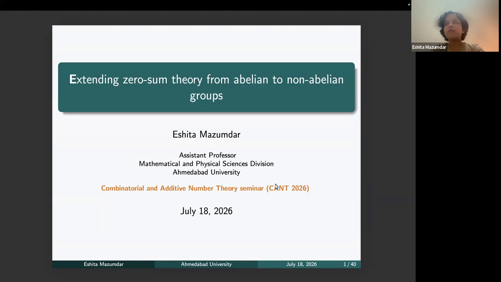My main research throughout has focused on combinatorial number theory, and that too zero-sum theory. I have worked on many directions of zero-sum theory, but what attracts me a lot is going from the abelian to the non-abelian structure, and I find that there are very interesting things there. So I will start my talk with a little bit of introduction to zero-sum theory for the abelian setup, and then I will try to move further to the non-abelian case.